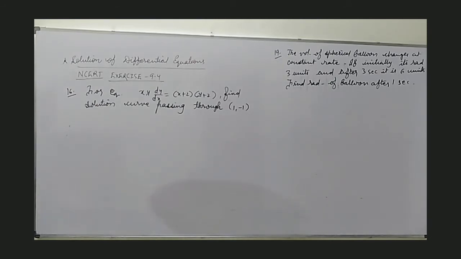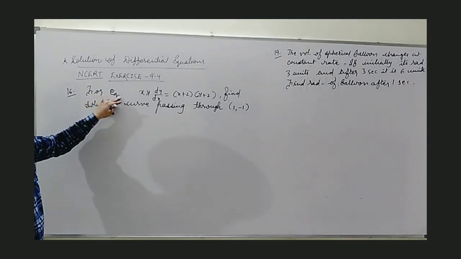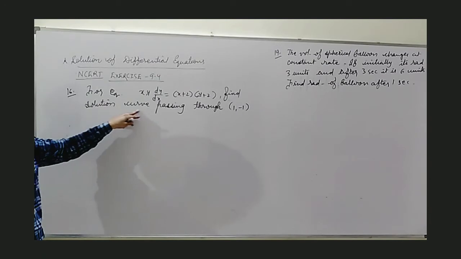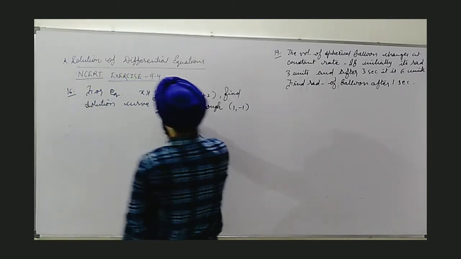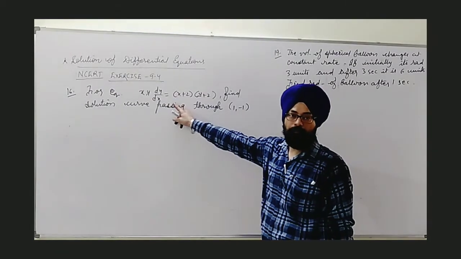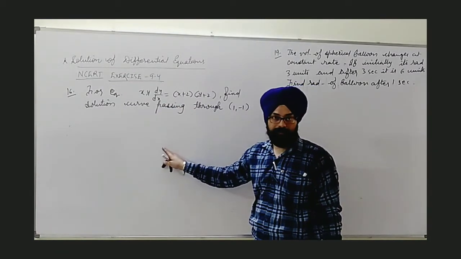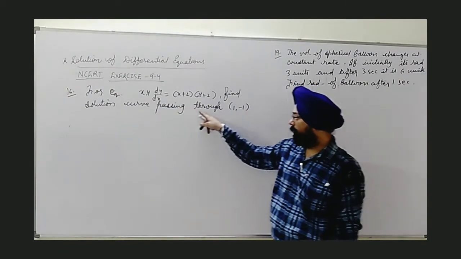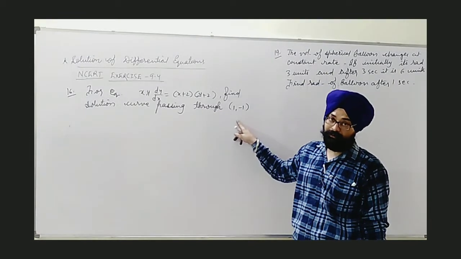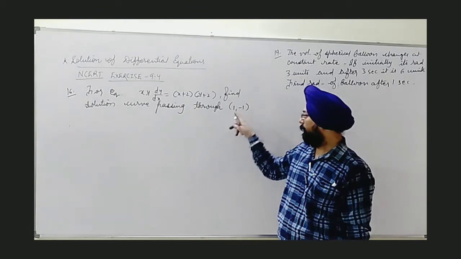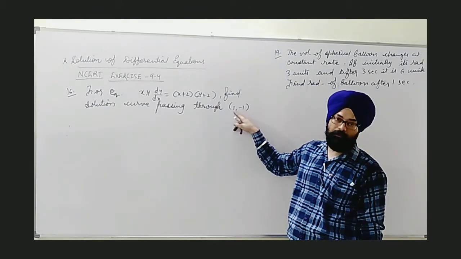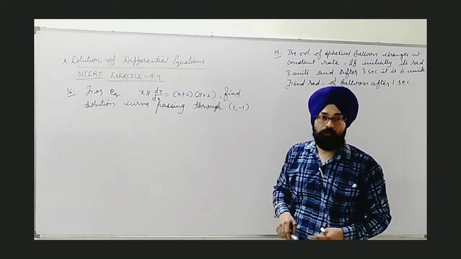As for word problems, I have selected the patterns here. The first pattern is: for the equation given, find the solution curve passing through (1, minus 1). This we can see is a differential equation. We need to simplify it till the last step, and passing through (1, minus 1) means the solution which we get is obviously a curve. There we need to replace x and y respectively by 1 and minus 1 to get the constant value.